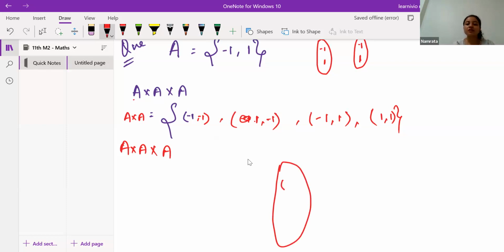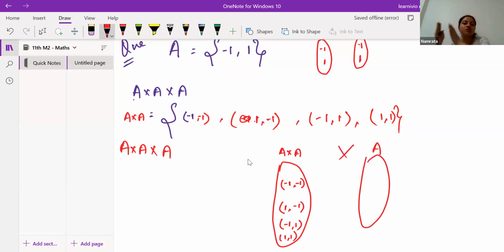Let me write all the possibilities which you have said. -1, -1. This is A cross A. Then you said 1, -1. Then you said -1, 1. And then you said 1, 1. This one we are going to multiply with A, so that we will be having A cross A cross A. A is having only two elements, that is -1 and 1.